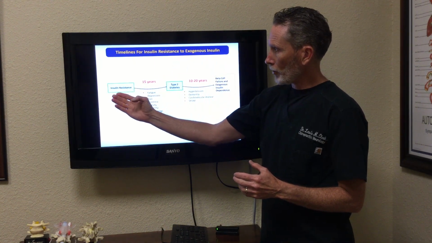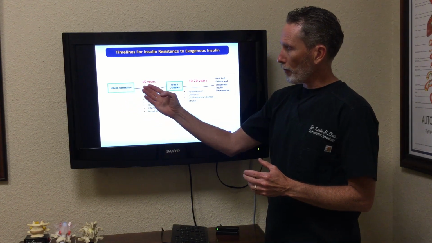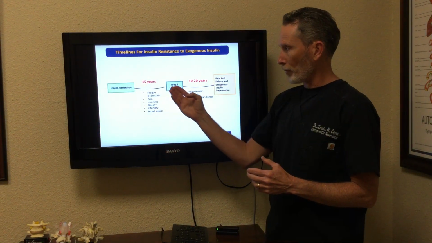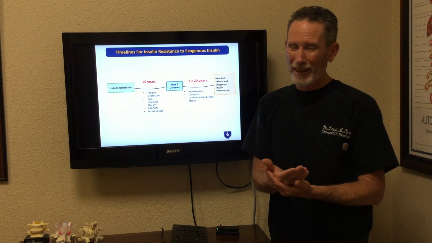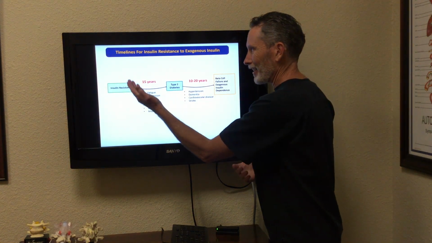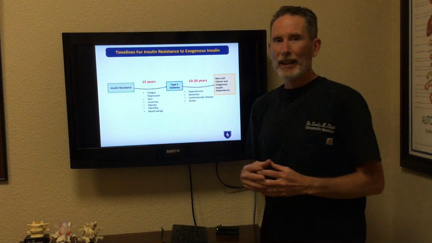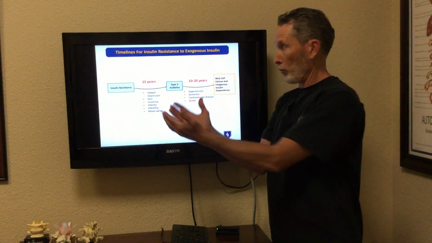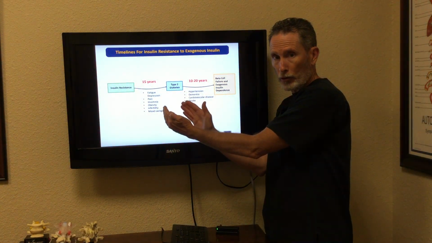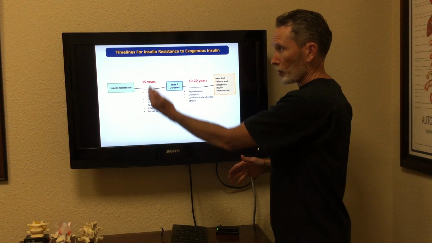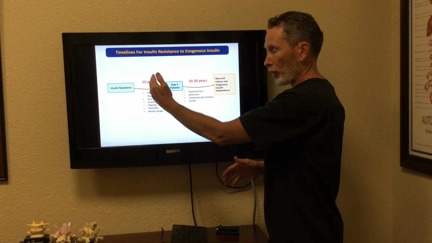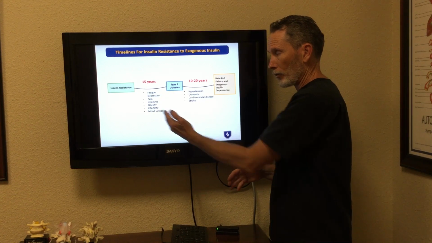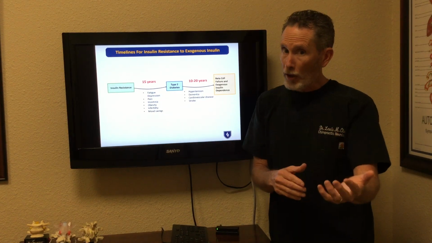Timelines for insulin resistance: really, insulin resistance typically can go on for 10 to 15 years before you end up with type 2 diabetes. Unfortunately, this is ignored so often that it progresses without anybody even knowing that it will get to here if you don't do something. In this state, you already have a lot of symptoms showing up, things like fatigue, increased pain, depression, and insomnia.